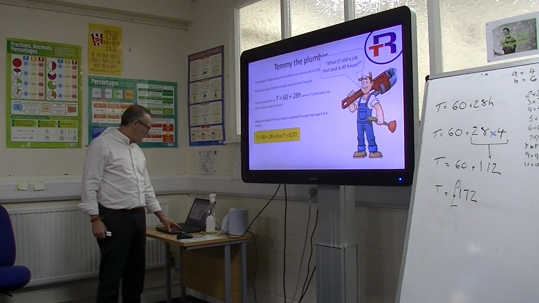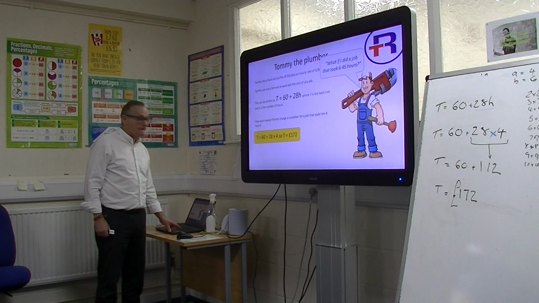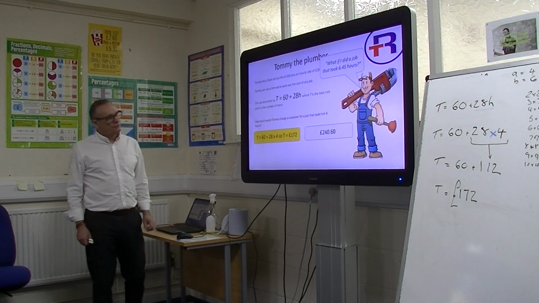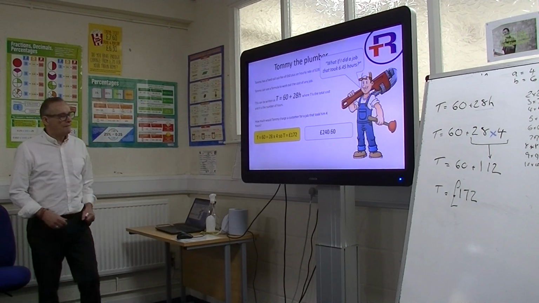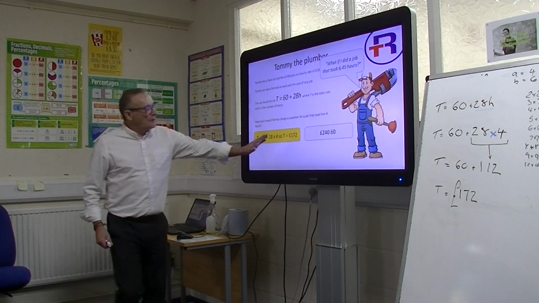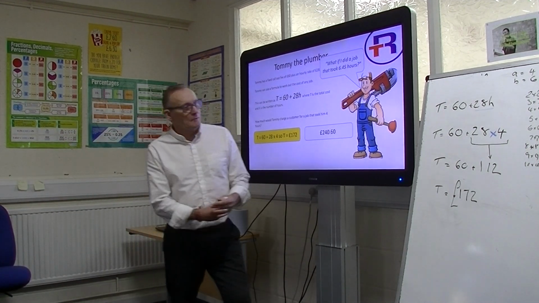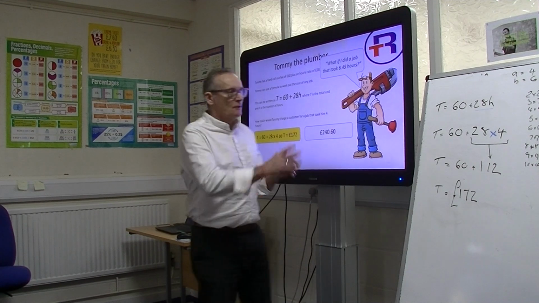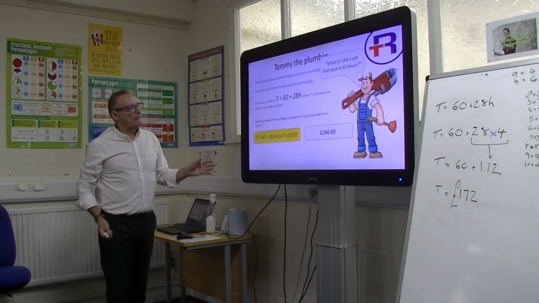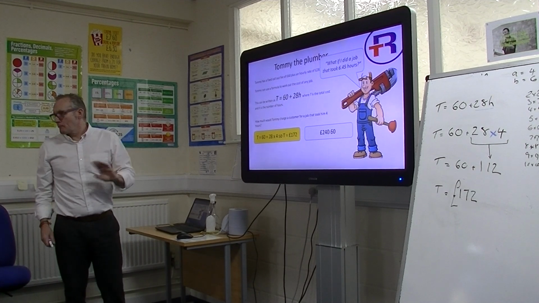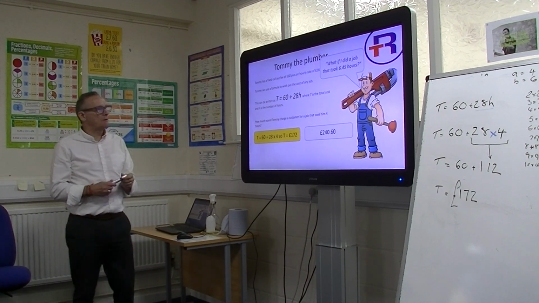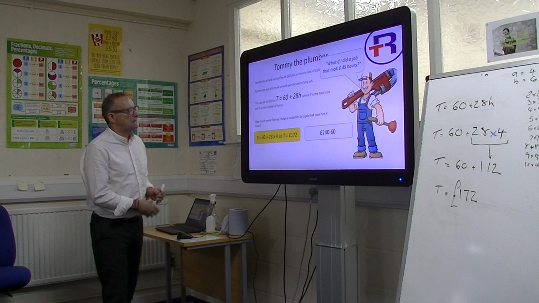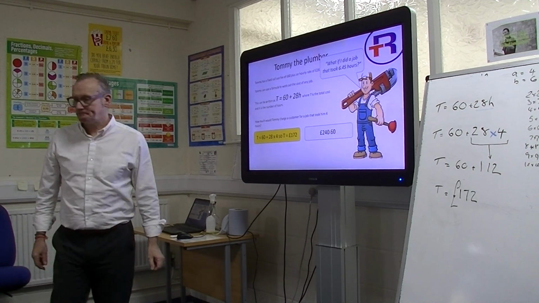£240.60. The only difference there was that H had changed from 4 to 6.45. That's the only difference. The rest of the formula stayed the same. So you wouldn't need to convert 6.45 hours into minutes? No, just use 6.45. Yeah, just use 6.45. So £240.60.